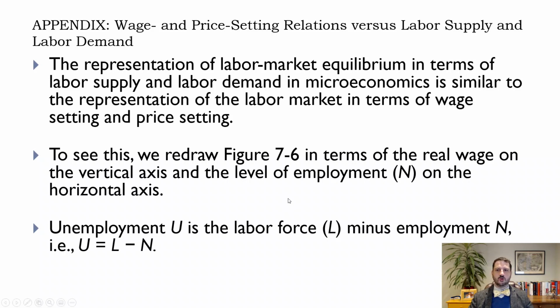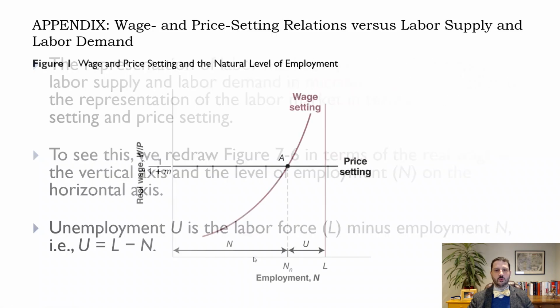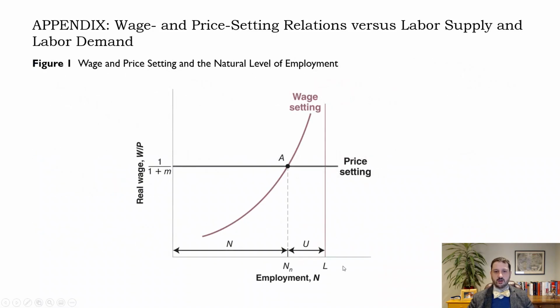So if we do this, we can redraw our graph to think about employment instead of unemployment, as the quantity of labor, right? A typical supply and demand graph has quantity on the horizontal axis and price on the vertical axis. So in a labor supply and labor demand graph, you would have quantity of labor or employment, N, on the horizontal axis, and the price of labor or wages on the vertical axis. So here now we have employment on our horizontal axis and the real wage on the vertical axis.